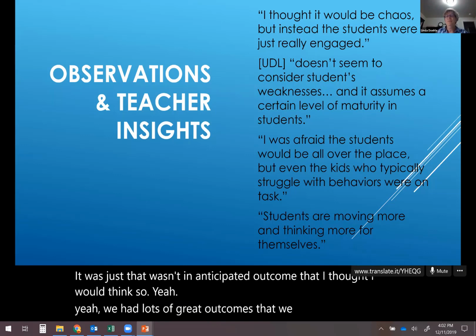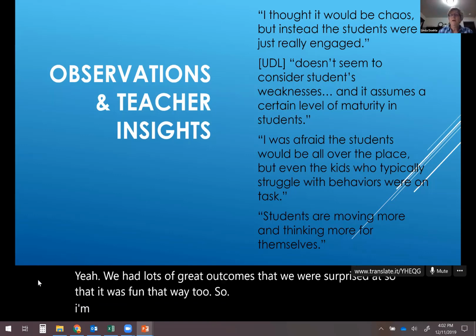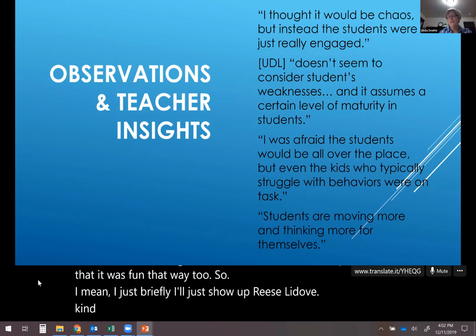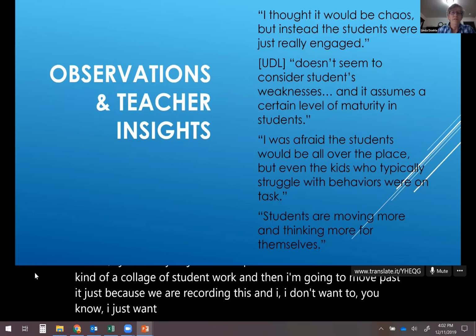So that it was fun that way too. So I'm going to just briefly show a brief slide of a collage of student work, and then I'm going to move past it just because we are recording this, and I want to respect the students' privacy, but you'll be able to see some of the student work just briefly.